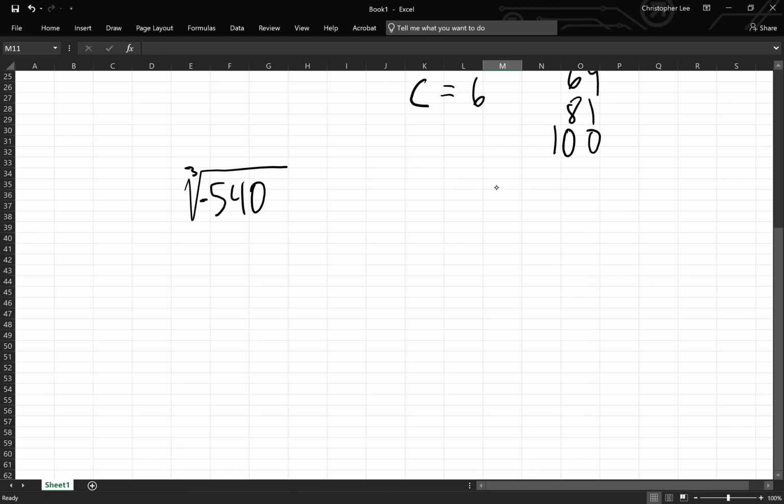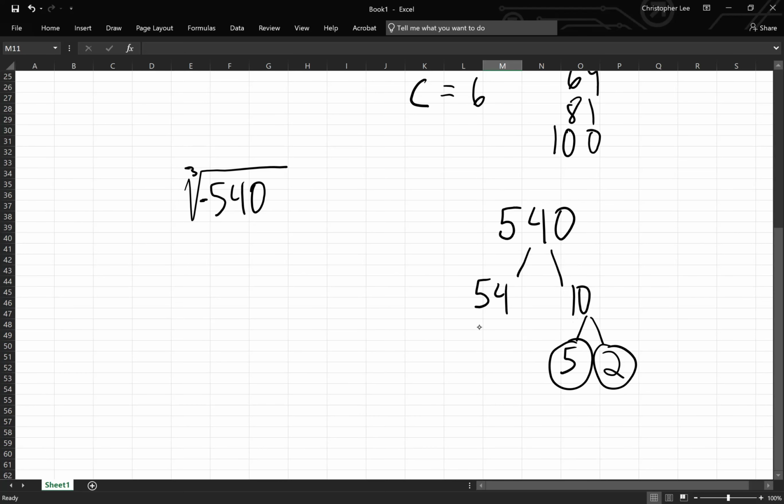We want to do the cube root of negative 540. I'm not going to lie to you, I don't know. So here's what I go to when I don't know: I take the 540, break it down into two numbers and multiply. So 54 and 10 for me. And then I can break down the 10 into 5 and 2. These are prime numbers. That's what I'm trying to break it down for.